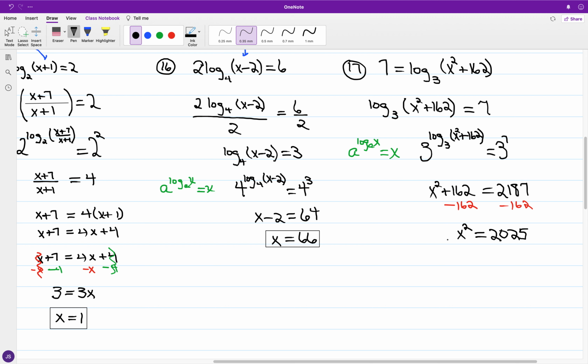Now going back to the square root property of equality: we have the square of an expression set equal to a constant, so x is equal to plus or minus the square root of 2025. 2025 is a perfect square, and its square root is 45. So we have a couple of apparent solutions, positive and negative 45.